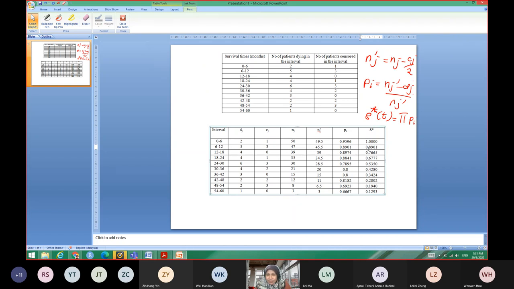Okay. Logically speaking, at time zero, everyone survived, and then from time zero to time six, the probability to survive is... yeah, makes sense. So this one's supposed to be 0.9596. And then this one times this one, right?